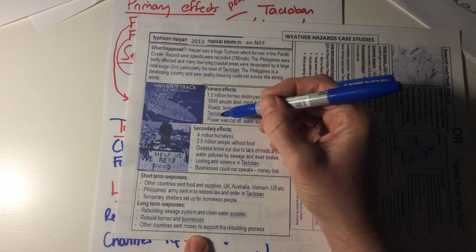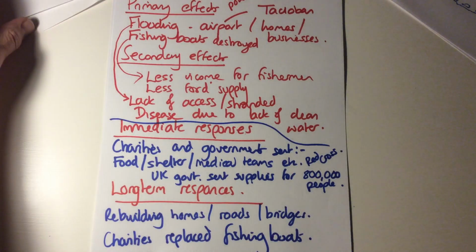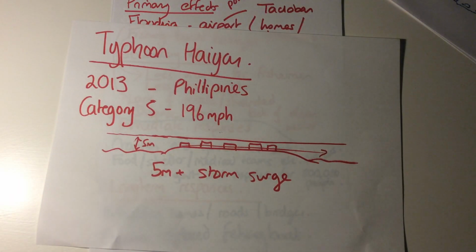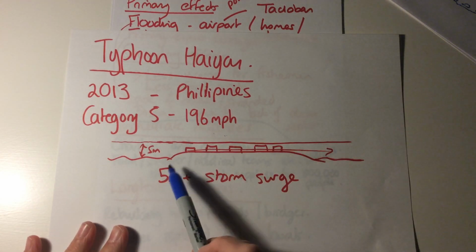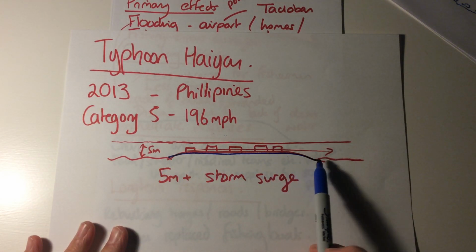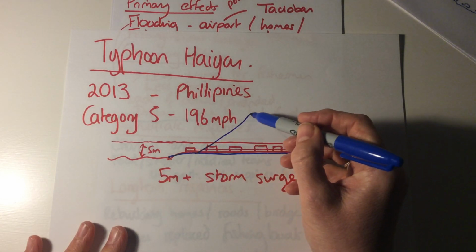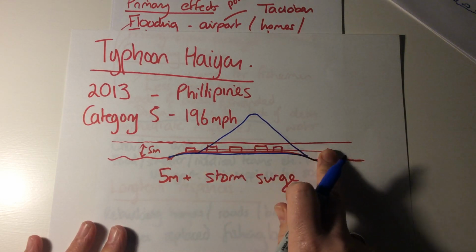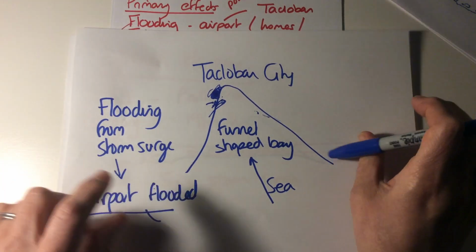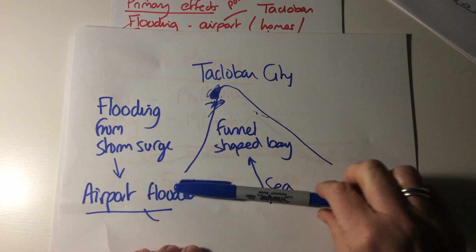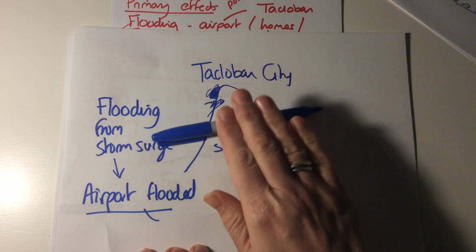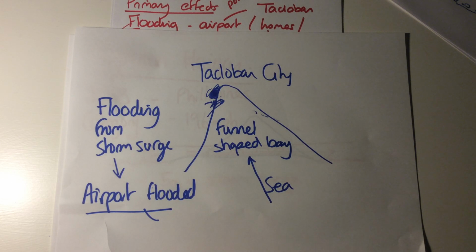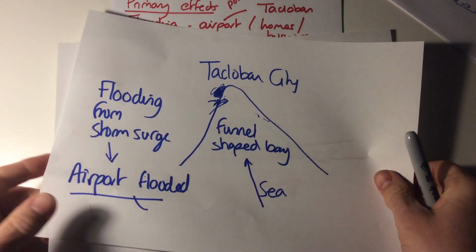Make sure you've got the idea that Tacloban is there, and bear in mind what we said at the beginning. There were some really key problems that made it so much worse. It was a very, very powerful storm. These are low-lying islands, so they were easily flooded. You know, if it was a mountain, people could go up there, but they can't. You can't get away if there's nowhere high up. And this funnel-shaped bay, as the water pushed in towards Tacloban city, it rose up and created a huge storm surge.